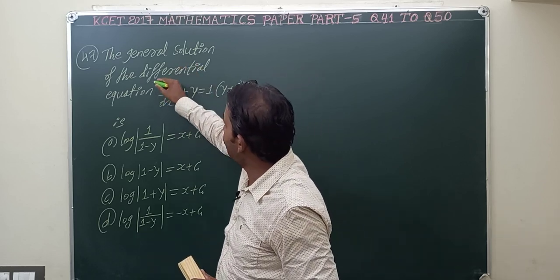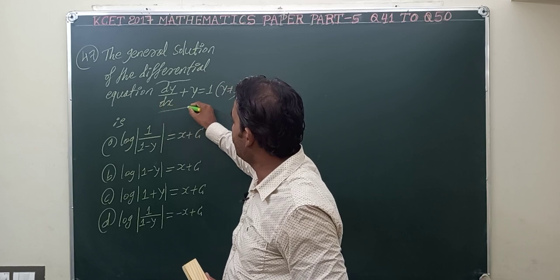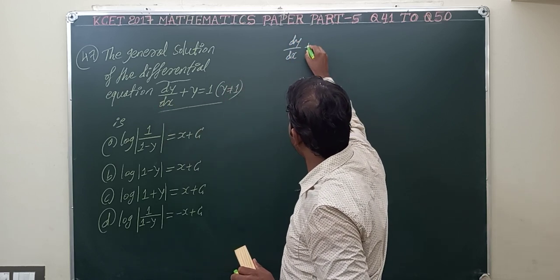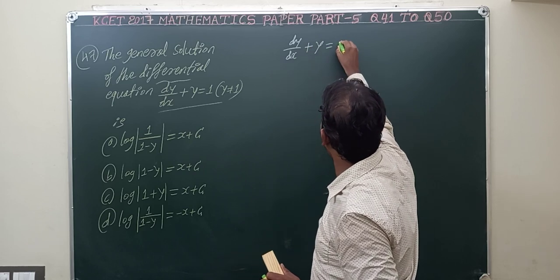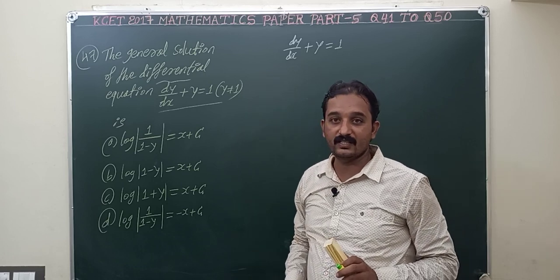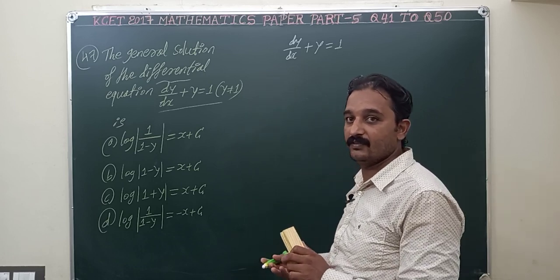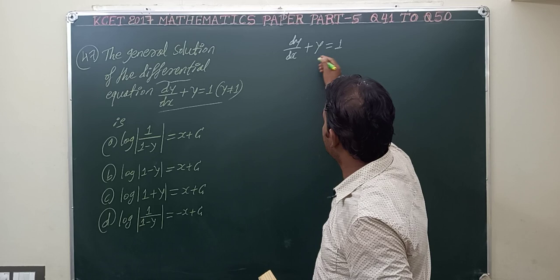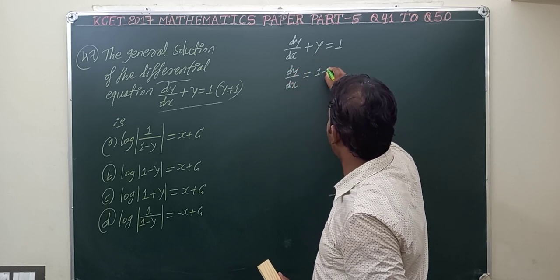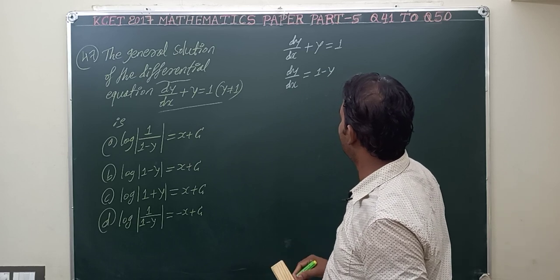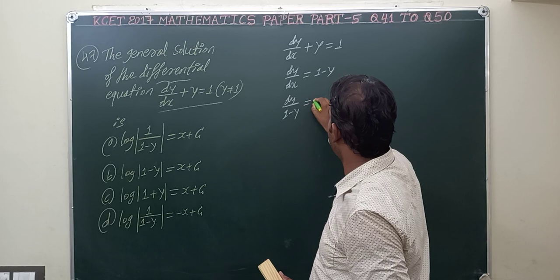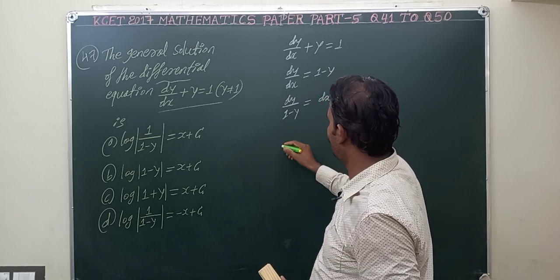Find the general solution of the differential equation dy by dx plus y is equal to 1. So using the variable separable method we have to find out the solution of this differential equation. What is the solution of this differential equation? So by the variable separable method, this can be written as dy by dx is equal to 1 minus y. Now dy by 1 minus y is equal to dx. Now apply integration on both sides.